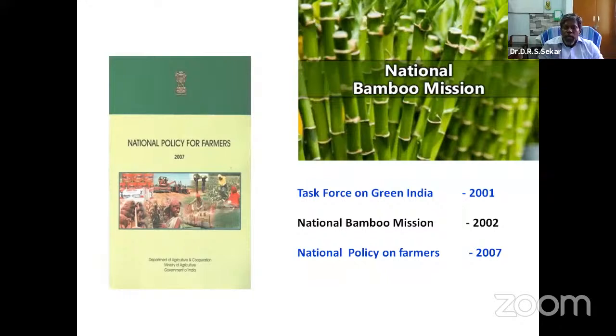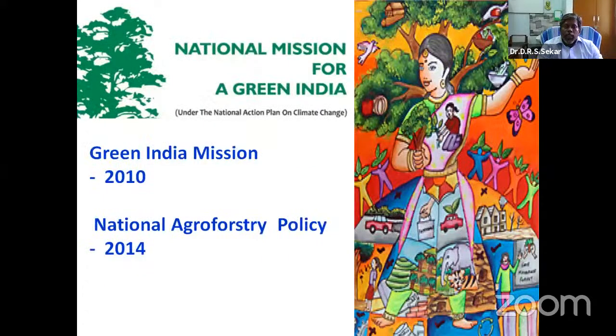In various programs, a lot of initiatives have been taken and a lot of funds allocated for the National Bamboo Mission. There is TANUDA, the Tamil Nadu Horticulture Department, with a huge initiative in a greening program.